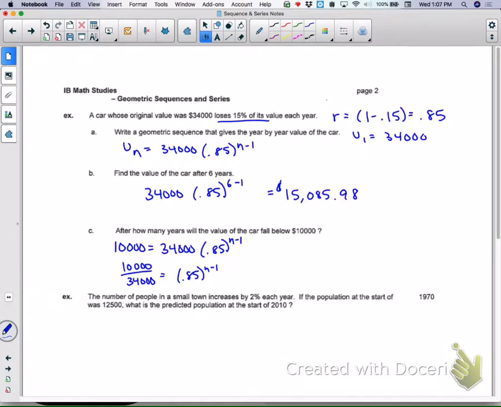It turns out that that fraction will reduce to 5/17, and I'll show you that math here in a minute. And we're going to use the calculator to solve this again. So I'm going to have my y sub 1 be 5/17 and my y sub 2 be 0.85 to the n minus 1. Now let me show you the 5/17 part.